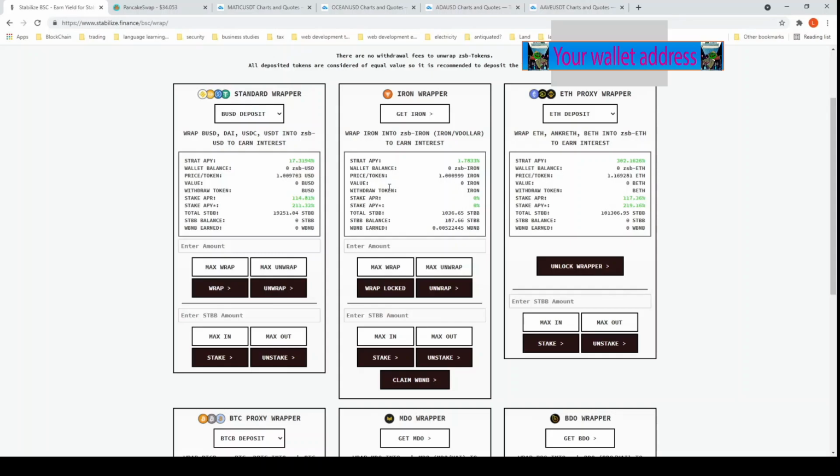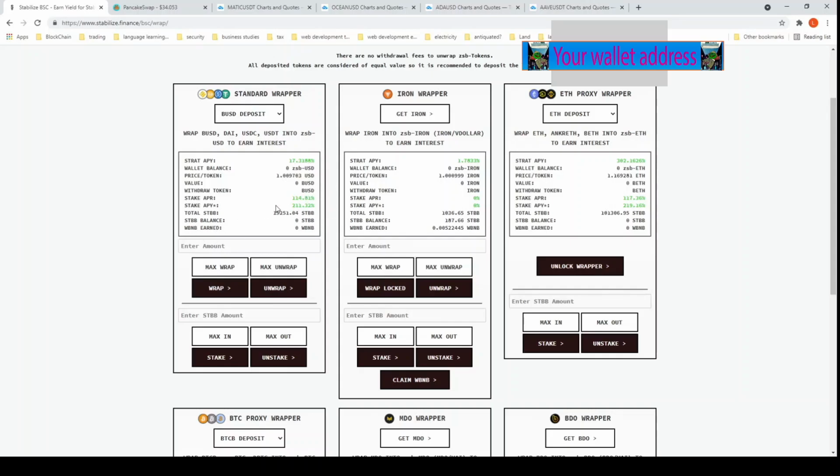I traded for what I wanted to input into Stabilized Finance, which was some standard wrapper coins to earn STBB. Once I earned STBB, I got some BNB. I paired those together in LP pools, and now I'm taking my STBB that's being rewarded and staking that into these card strategies.